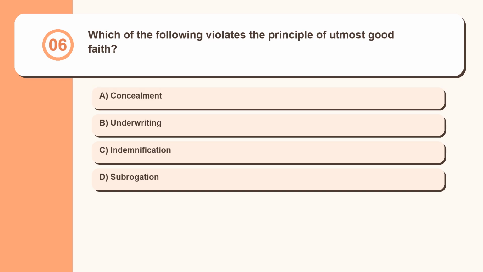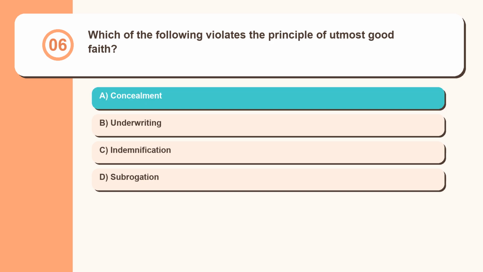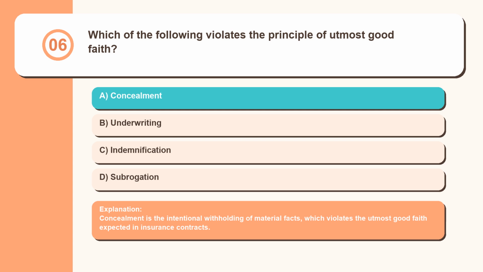Question 6. Which of the following violates the principle of utmost good faith? Concealment, underwriting, indemnification, subrogation. Concealment is the intentional withholding of material facts, which violates the utmost good faith expected in insurance contracts.